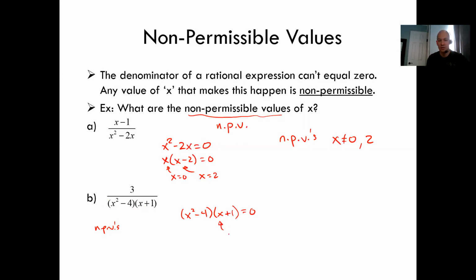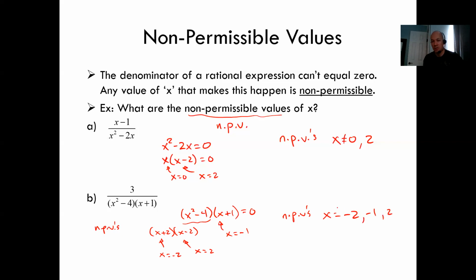We can look at this one here. This is x is equal to -1. X squared minus 4, this can factor into a difference of squares, right? So this here is the same as x plus 2 and x minus 2, which means x equals -2 and x equals 2. So putting it all together, what are the values that would make the denominator equal to 0? -2, -1, and +2. Those would be the bad values, okay?